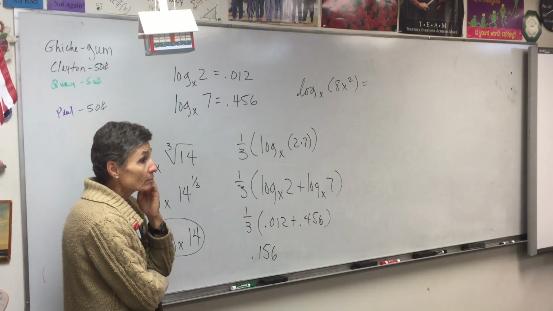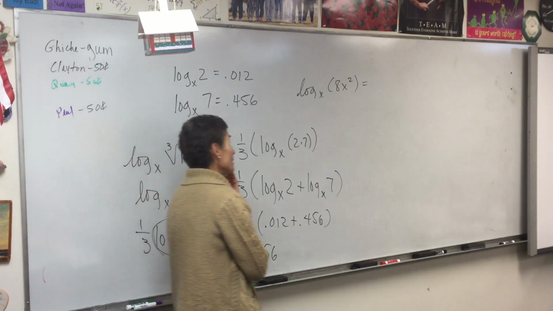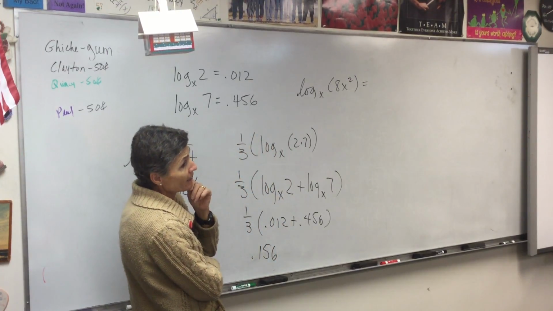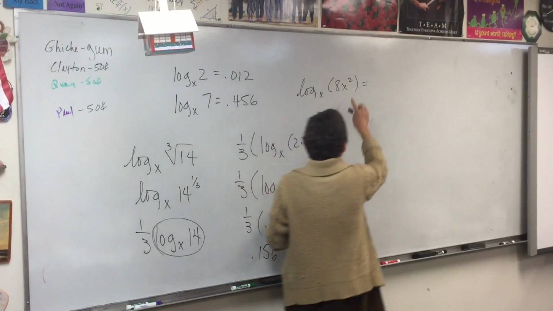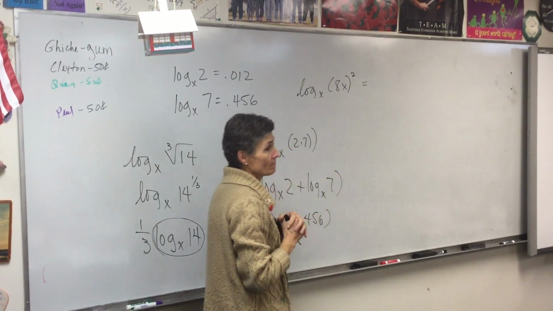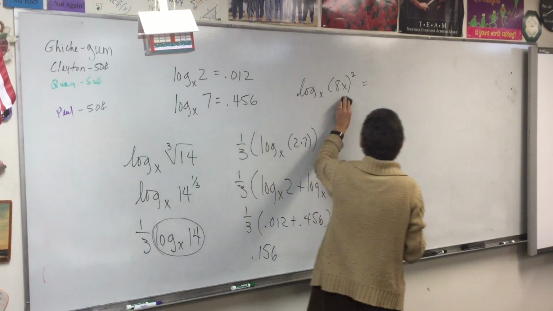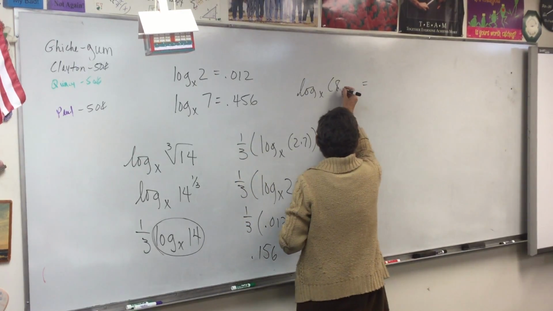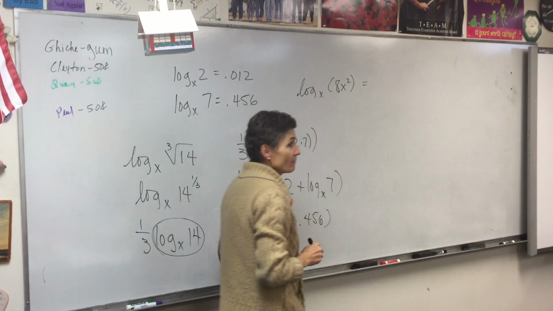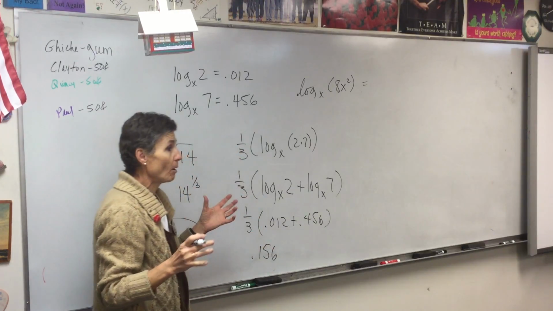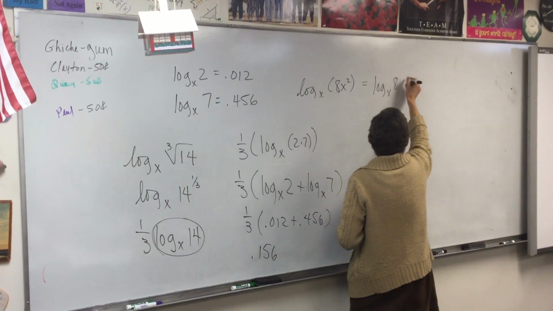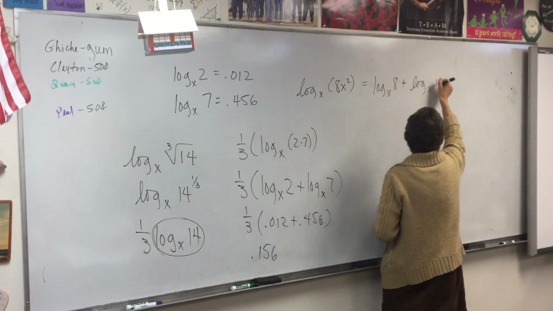Now that's a great idea. Problem is it doesn't belong in the front because the 8 is not squared. If it had been this, then I would absolutely move the 2 out to the front. It is not. So the first thing I have to do is recognize I've got a multiplication going on there. So if I want to pull this apart, first I'm going to pull it apart as the log of 8 plus the log of x squared.